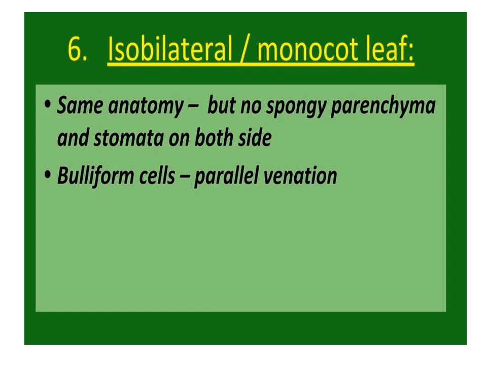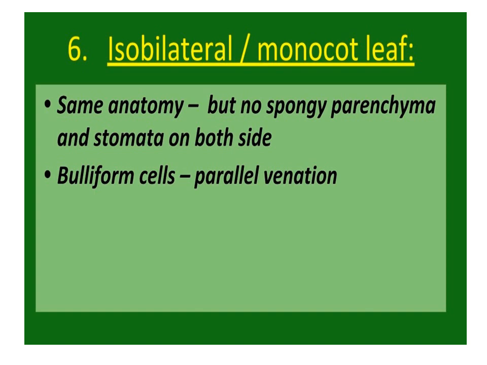Isobilateral leaf or monocotyledonous leaf. A VS or vertical section of an isobilateral leaf shows an upper adaxial and lower abaxial epidermis. The number of stomata is almost equal on both the surfaces. In grasses, certain cells on the adaxial epidermis along the vein are modified into large, empty and colorless cells called bulliform cells, which cause the leaves to curl inwards to minimize water loss.